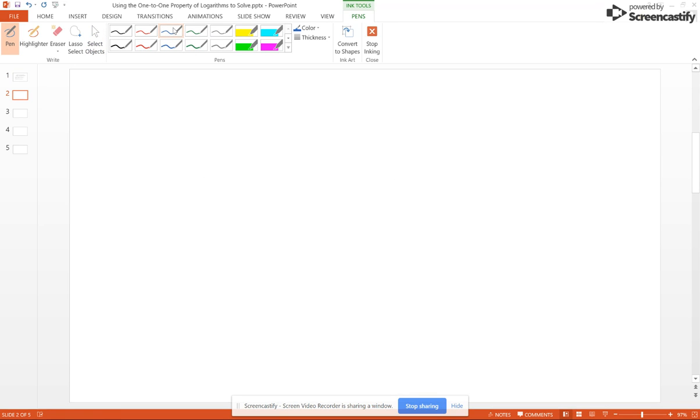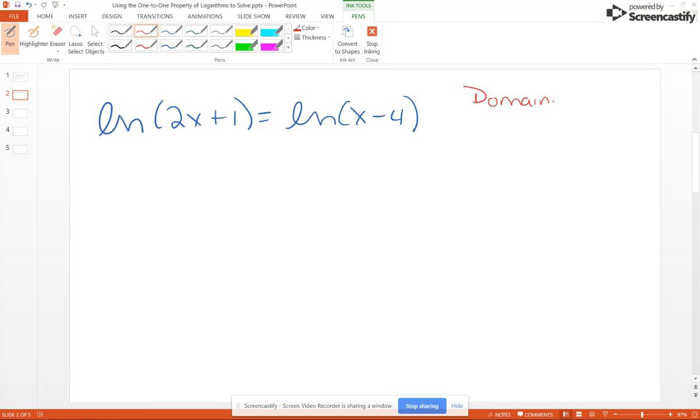So, say that we have natural log of 2x plus 1 equals the natural log of x minus 4. Now, let's go ahead and worry about our domains real fast. For the first one, 2x plus 1 has to be greater than 0. Subtract 1, divide by 2, so x has got to be greater than negative 1/2. For the second one, x minus 4 greater than 0, so x has got to be greater than 4. This is the more restrictive domain of the two, so that is the one we will pay attention to at the end.